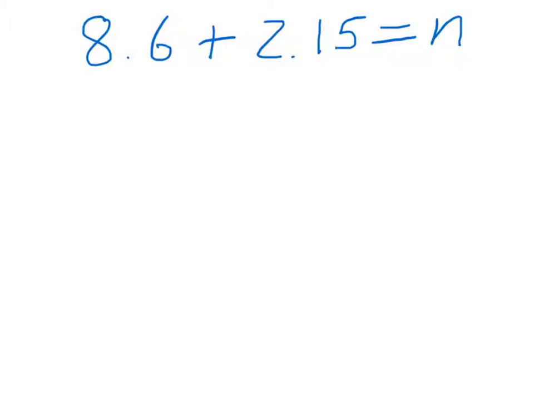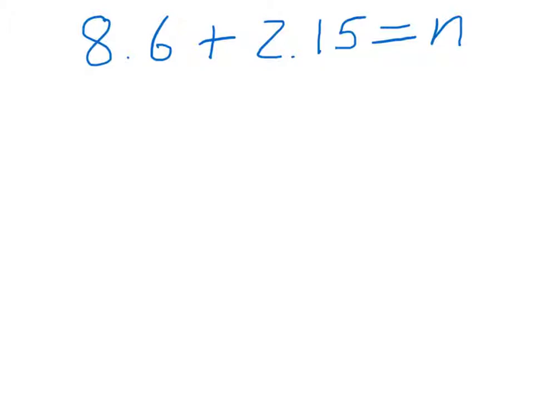All right. So now you try it on this problem, 8.6 plus 2.15. Remember, those three steps are to line up the decimal point, add, and then drop the decimal point down. So pause the video right now and give it a try.